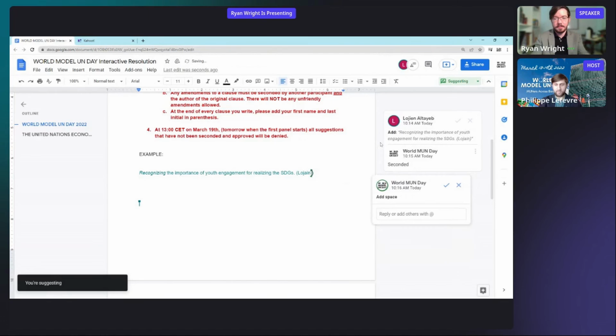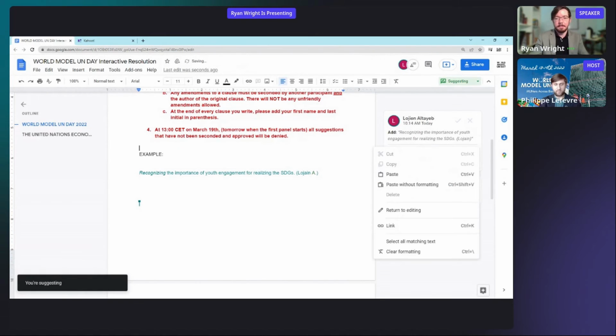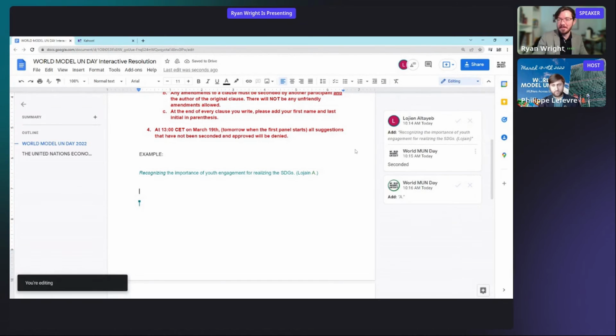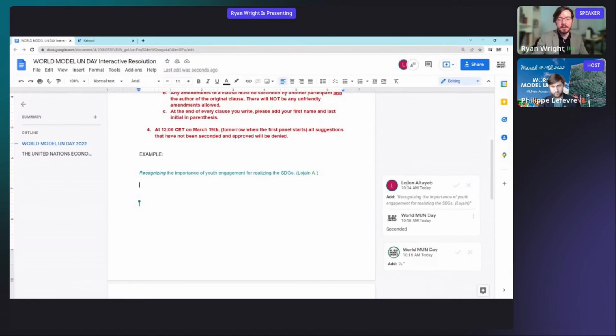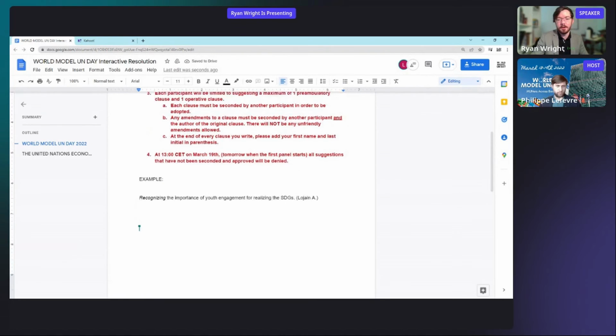I'll just put that in there for you. So once the preambulatory clause is in order and once the name has been added, the moderator will just come in and accept the suggestion like that. And now it is a formal part of the document.